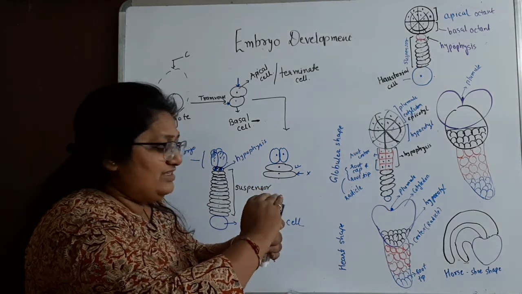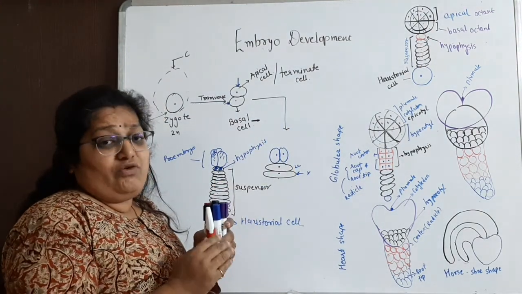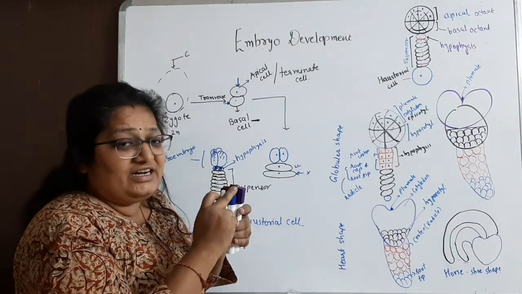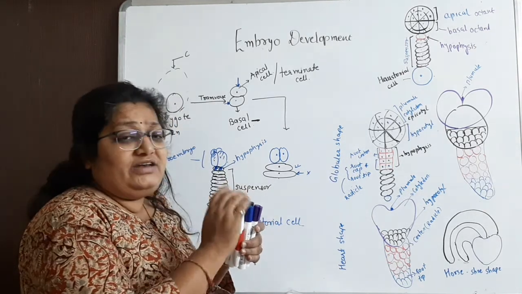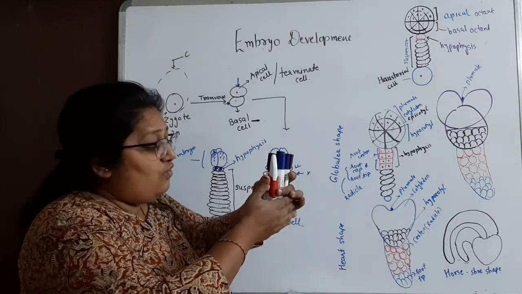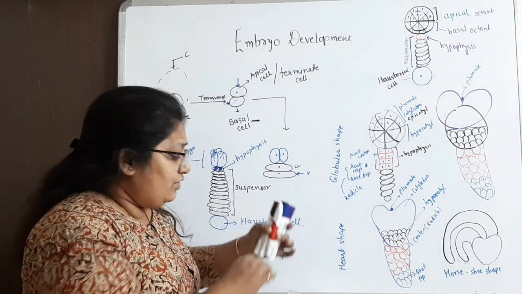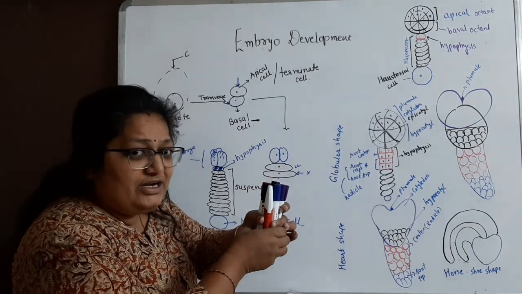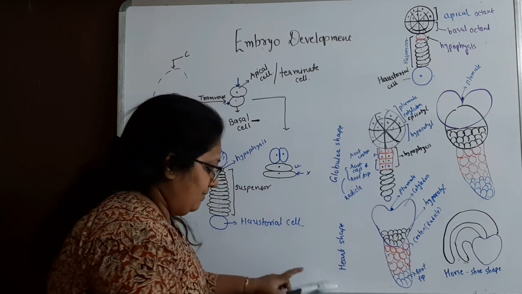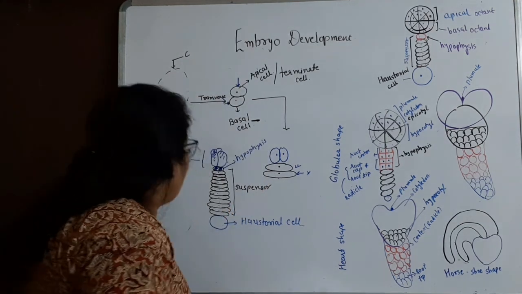Now, from these 16 cells, 8 are located towards the upper side, or we can say towards the chalazal side. So that is known as the apical octant. Octant means 8, or it is known as the chalazal octant. And the remaining 8, which are located towards the base, or we can say the micropyle end, are known as the basal octant, or the micropylar octant. Remember that. Okay, so see it one more time.